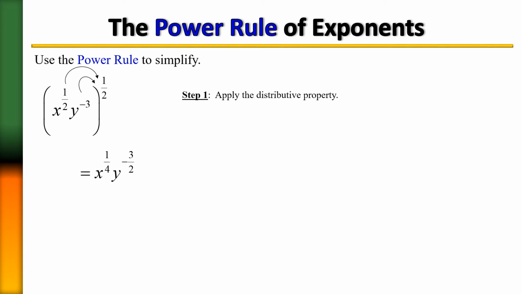Now we can't combine these two because the bases are not the same. One has a base of x, the other has a base of y. All we can do here is simply apply the negative exponent rule to the y to the -3/2 by moving it to the bottom. And what we have as a final answer is x to the 1/4 over y to the 3/2. And there we've applied the power rule along with the properties of negative exponents as well.